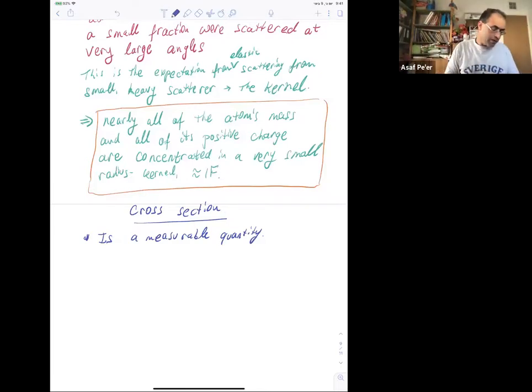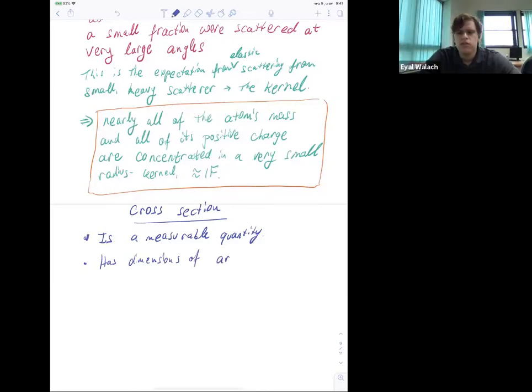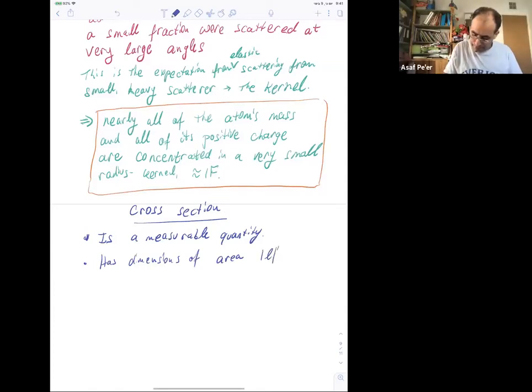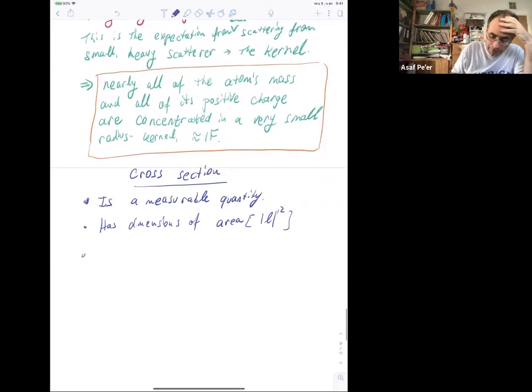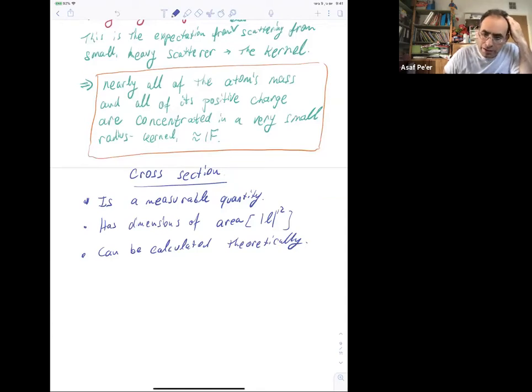Okay, so the cross section is a measurable quantity. What's the dimension? Area. Area, that's true. So length squared. And again, very importantly, this is a quantity that we can calculate theoretically. Specifically, it is proportional to the probability of the diagram that describes the scattering process. I don't think I'll have time to start it today, but we'll do it next lecture, next week.